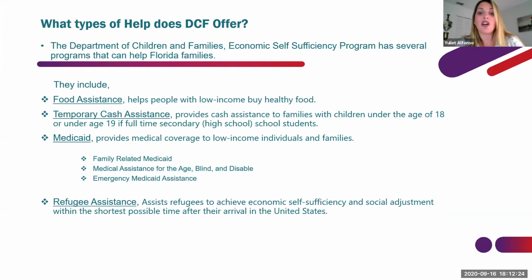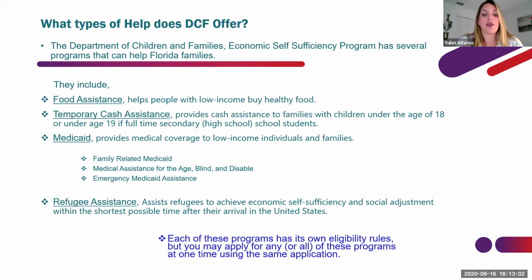These are the most common ones, but we also have Medicaid for pregnant women and other programs, which, once you are selecting the benefits that you wish to apply for in the application, has the descriptions of all of them there. You can either apply for one or you can apply for the specific one that you know you may qualify for. And we also have the Refugee Assistance Program. This assists the refugee to achieve economic self-sufficiency and social adjustment within the shortest possible time after they arrive in the United States.